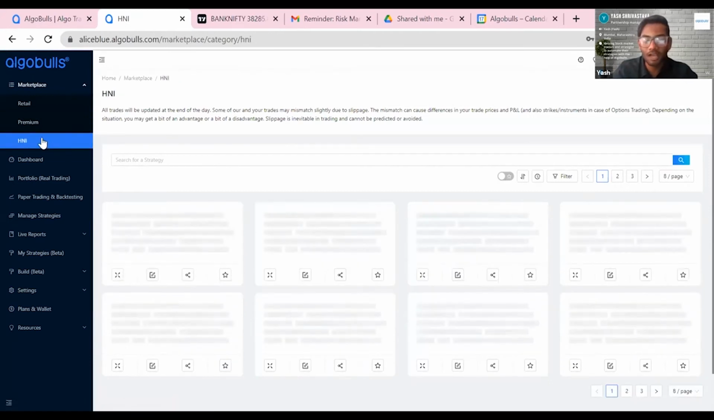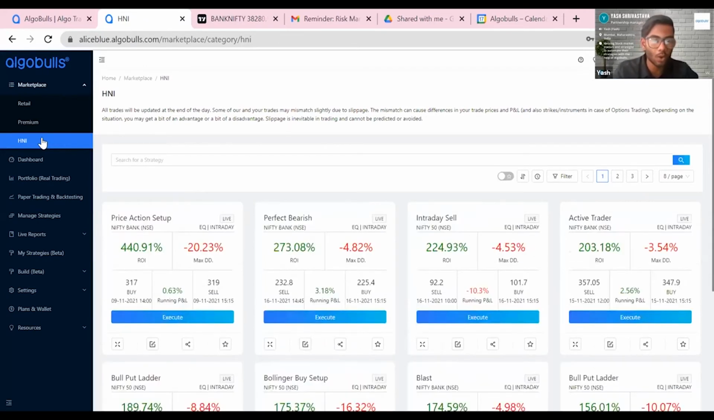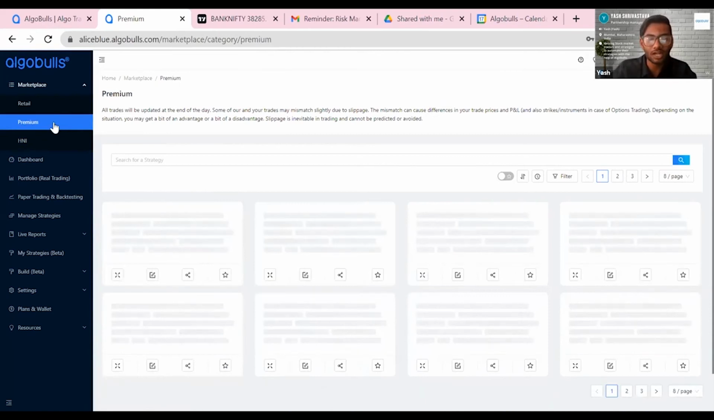Apart from this, we have an HNI marketplace, which is mostly related to index futures buying and index futures selling strategies, which mostly require a higher amount of margin to take the trade, and you could also expect a higher amount of return from the strategies. So I will be showing you a few of the strategies.